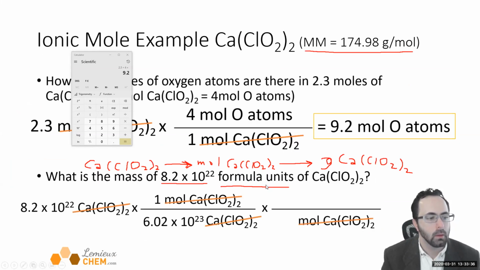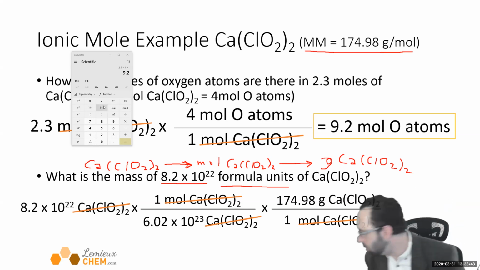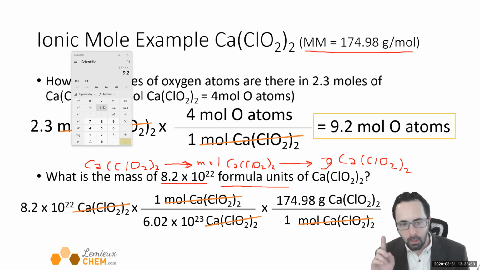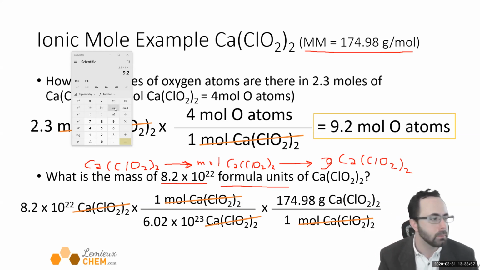Okay. And so now the number that goes with grams is 174.98. And that is the mass of 1 mole of these. So now we have to get out our calculator. So let's go to our calculator. And remember, in our calculator, we never press times 10 to the power of something. We use our EE or our EXP button.